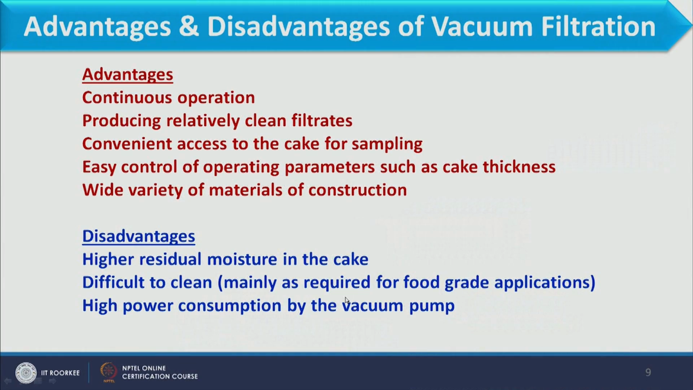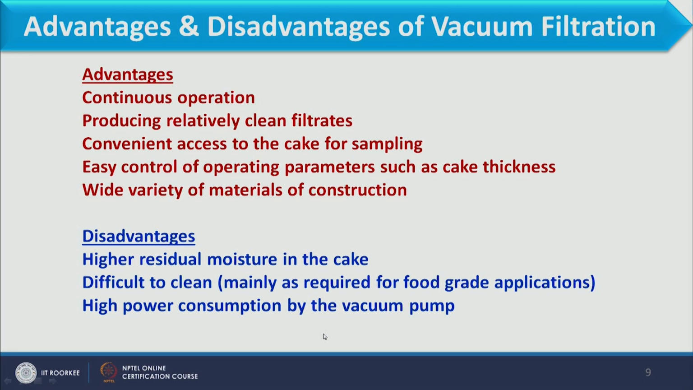Difficult to clean, mainly as required for food grade applications, and further high power consumption by the vacuum pump. So during vacuum operation, the vacuum pump is operated continuously, which consumes significant power. Therefore, as far as operational economy is concerned, this is more expensive in comparison to batch. So, these are the advantages and disadvantages of vacuum filtration.